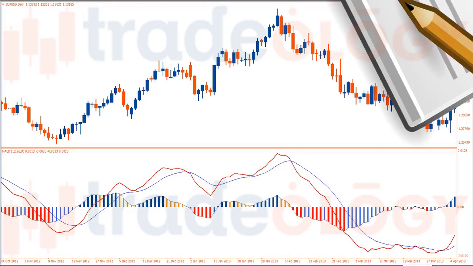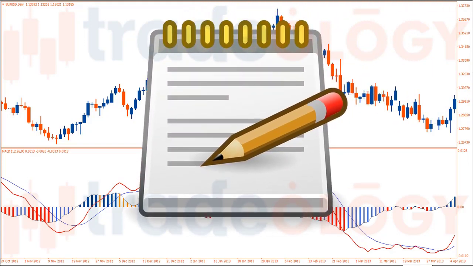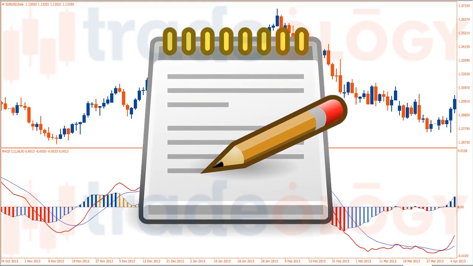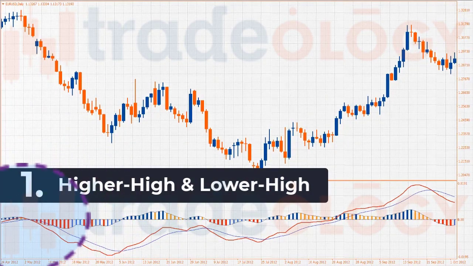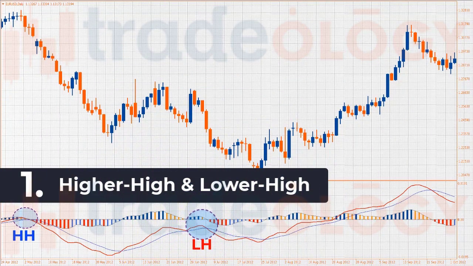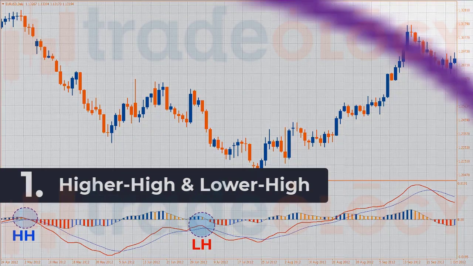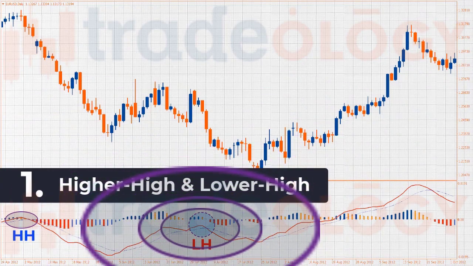Before we go any further, please take a piece of paper and a pen and note down the rules. Let's get started. Rules for a buy trade. Step number 1. Wait for the MACD lines to develop a higher high followed by a lower high swing point. A higher high is the highest swing price point on a chart and must be higher than all previous swing high points, while a lower high happens when the swing point is lower than the previous swing high point.